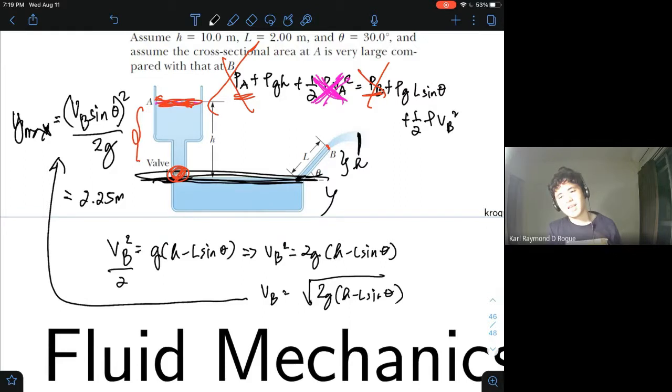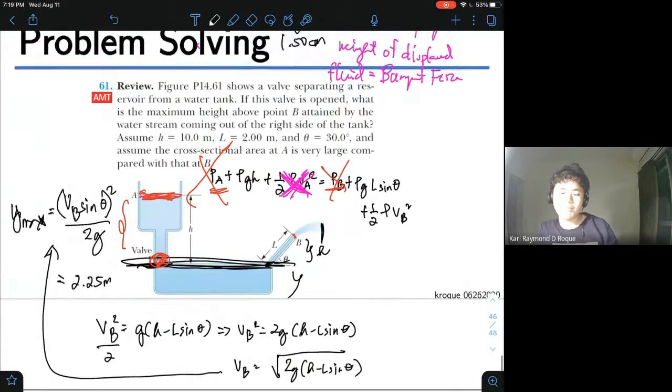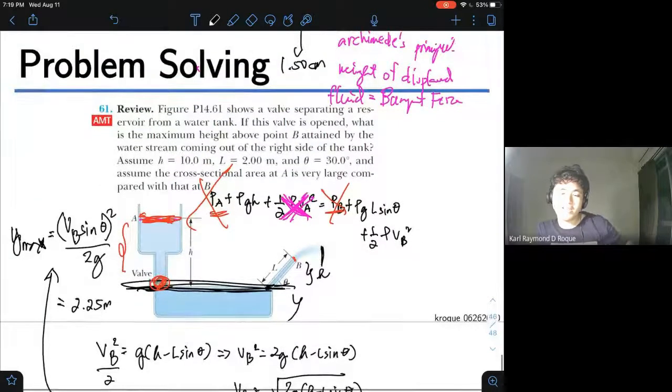Medyo mahirap pa rin napili kong problem. I'm sorry for that. Pero it looks simple, right? Do you get it? Or no?